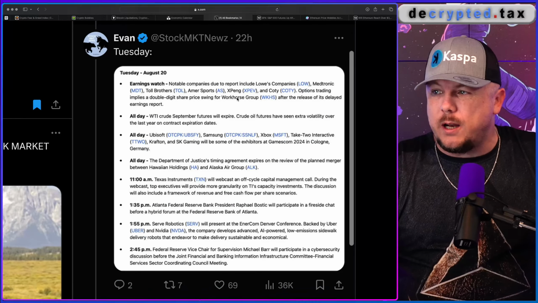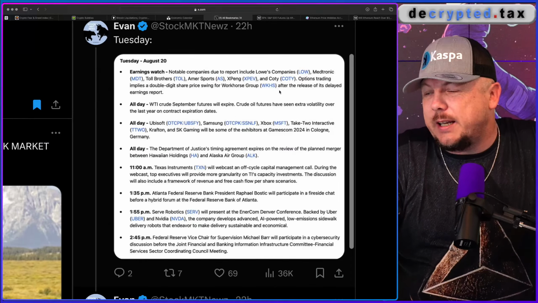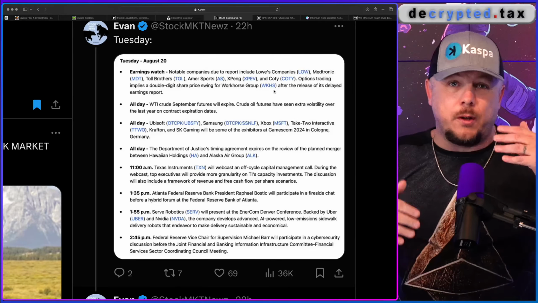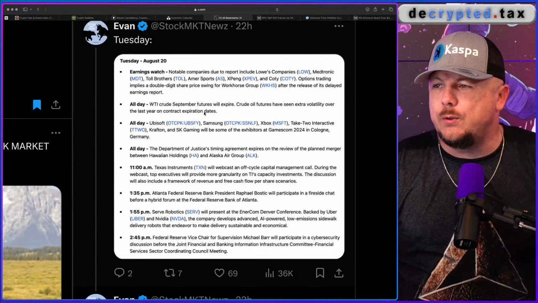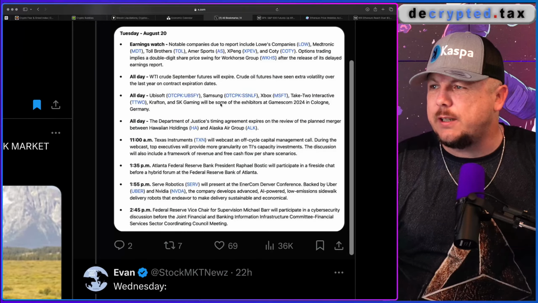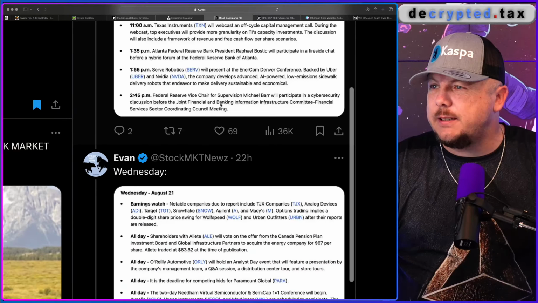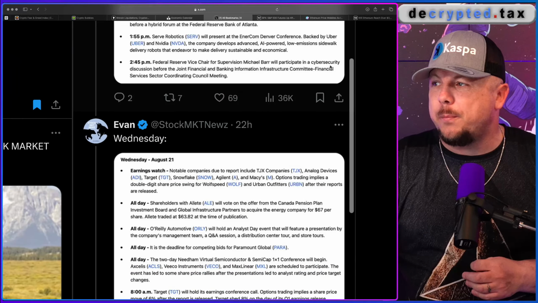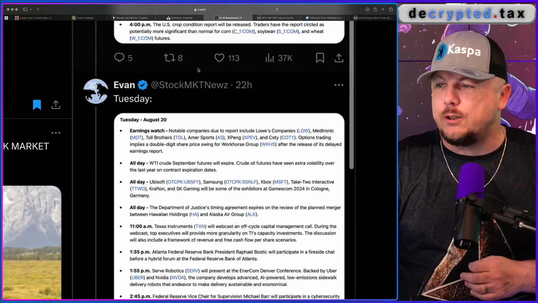Tuesday, we got more earnings watches going on here. Big ones in this would be Lowe's, I guess. If you're looking at the housing market and whether they're upgrading these homes for selling, stuff like that, you could see some stuff coming out of Lowe's. Might be one of those stocks to watch there. Let's see, what else do we got? Texas Instruments. Federal Reserve Vice Chair for Supervision Michael Barr will participate in a cybersecurity discussion. That's going to be taking place here on Tuesday.